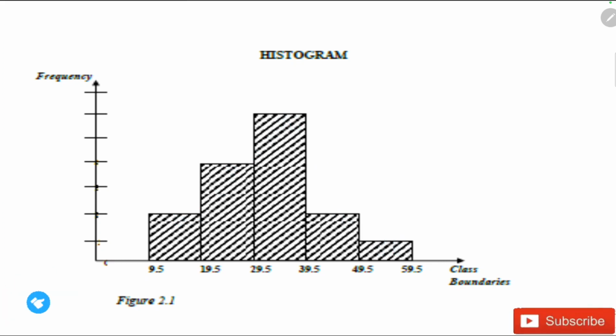So actually, histogram and frequency polygon are related in the sense that to get a frequency polygon is a matter of joining the midpoints of the rectangles of a histogram. Is that okay? Joining the midpoints of the rectangles of the histogram will help us to get our frequency polygon. So let's take note of that.